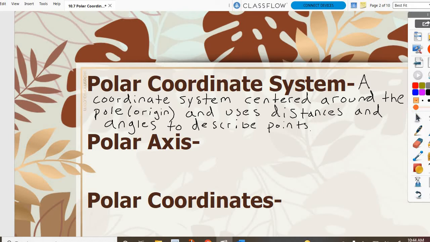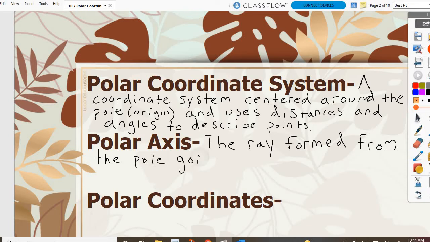Your polar axis is going to be the ray formed from the pole going to the right. So in other words, it's the positive x-axis.